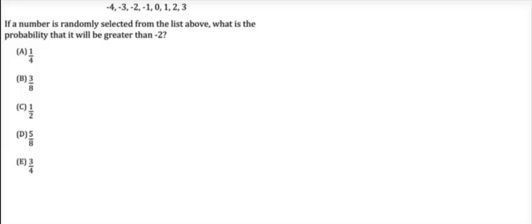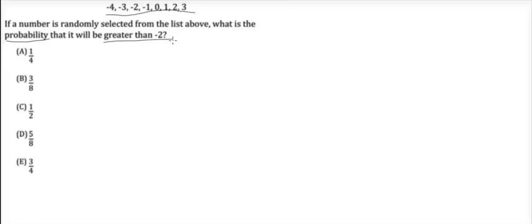And this question says, if a number is randomly selected from the list above, what is the probability, so probability being the most important word in this question so far, that it will be greater than -2? So that's our question. We want to know what's the probability that our number randomly selected from this list of numbers here will be greater than -2.